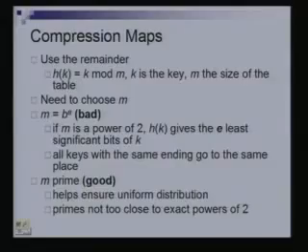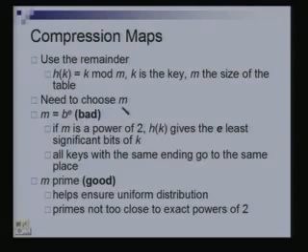Let us now look at some compression maps. Given an integer, now you have to map it to the small range of your table. One natural thing would be that this k is your integer and your table is of size, let us say, little m. So, just do k mod m. K mod m will give you some integer in the range 0 through m minus 1. So k is the key and m is the size of the table.